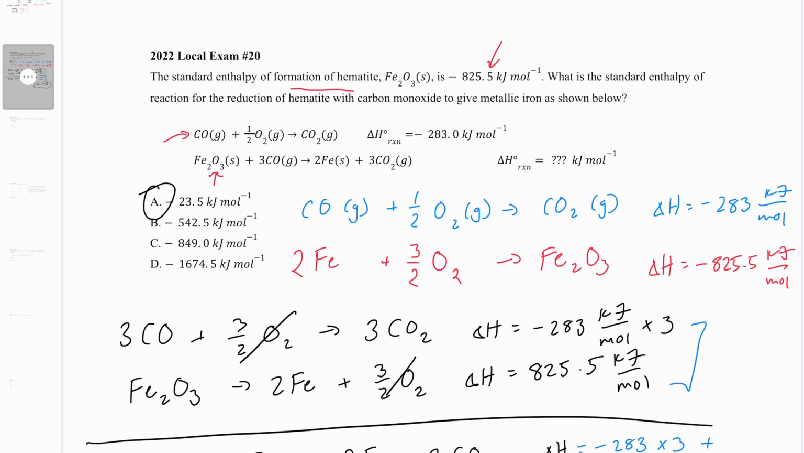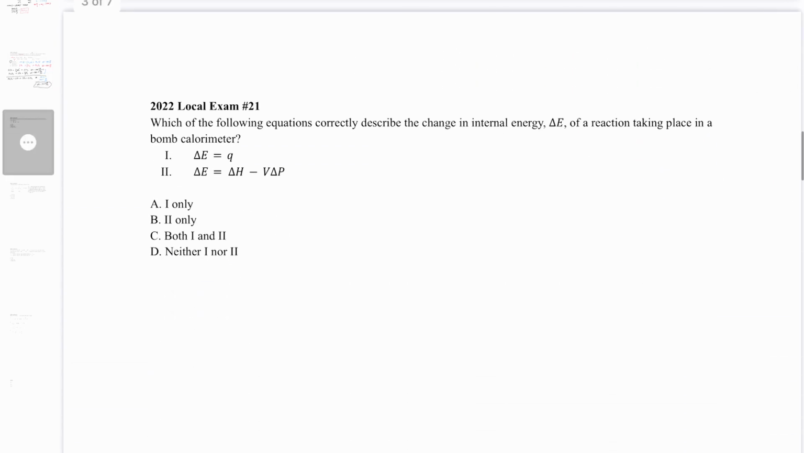Let's go to question 21. Which of the following equations correctly describes the change in internal energy, delta E, of a reaction taking place in a bomb calorimeter? And we have two equations here. Now remember, in a bomb calorimeter, you're going to be keeping pressure constant. And one of the definitions of our change in internal energy was that when pressure stays constant, our change in internal energy is just the heat.